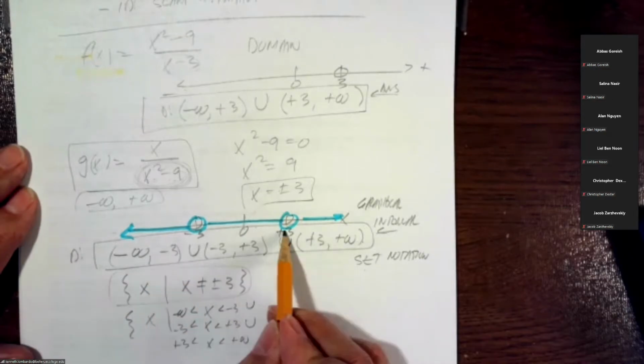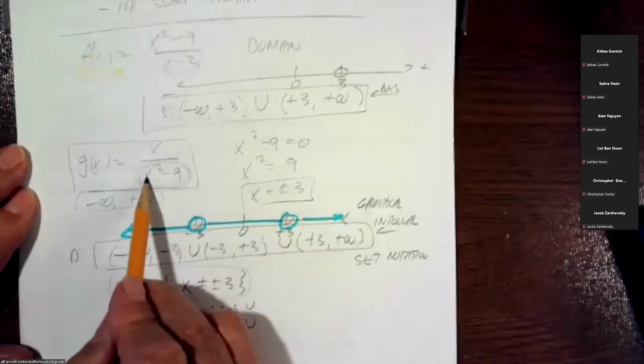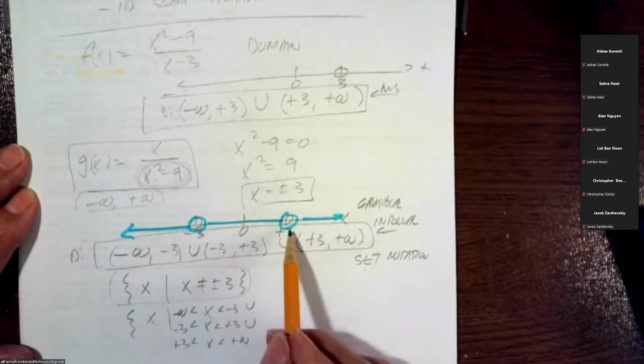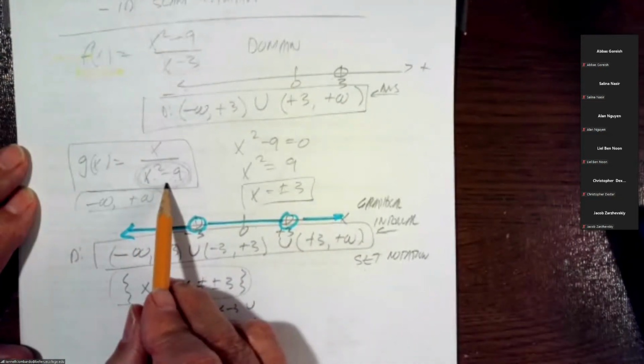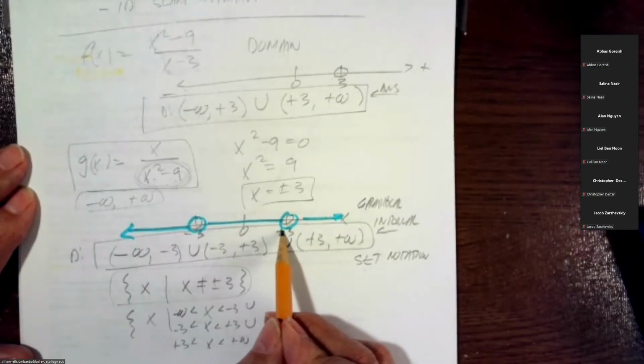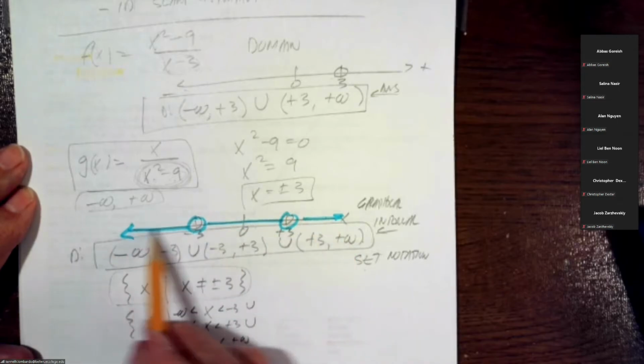How about positive 3? Put in a positive 3, we get a positive 9. Positive 9 minus 9 is dividing by 0 again. We're not allowed to divide by 0. So we're not allowed to use positive 3 in our solution. So graphically, it would look like this blue line.